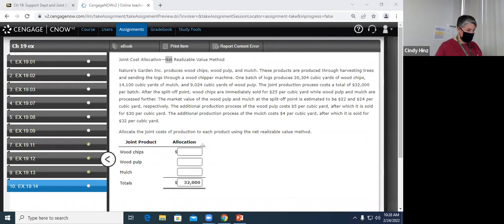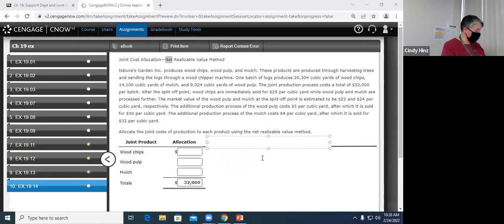whoops, extend our line here so we can set up our table, and we'll get started with this in a moment. The additional production process of the mulch costs $4 per cubic yard, after which it is sold for $32. Okay, so let's start our table here for calculations. Again, you'll find a table similar to what I'm constructing here in your book if you're looking for that. How do I even begin setting this up?